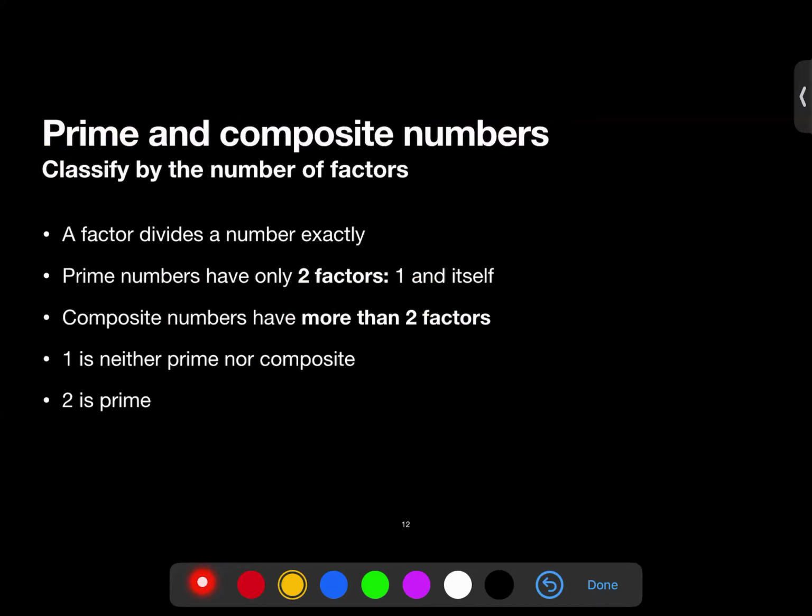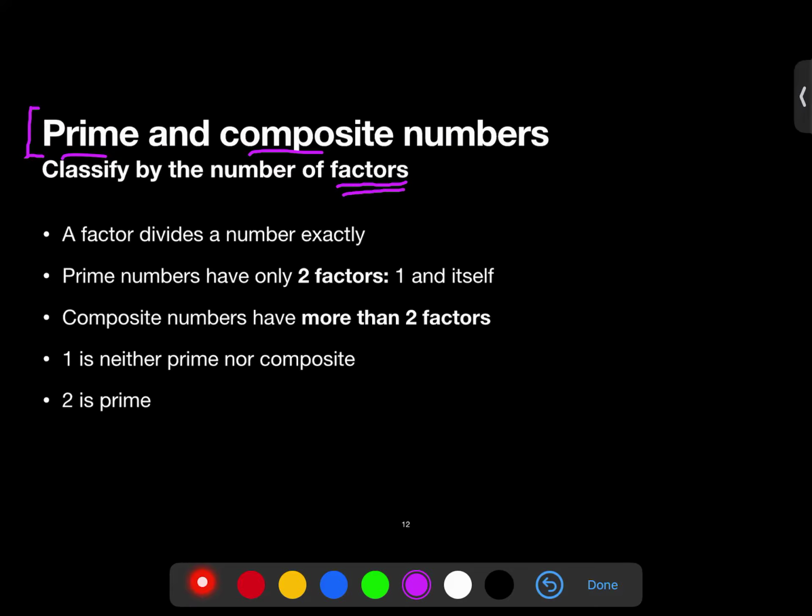So this is the last topic that we covered in the last class, and it'll be very important to understand for today's lecture. So this topic was understanding prime and composite numbers. And in order to understand prime and composite numbers, we have to understand factors.